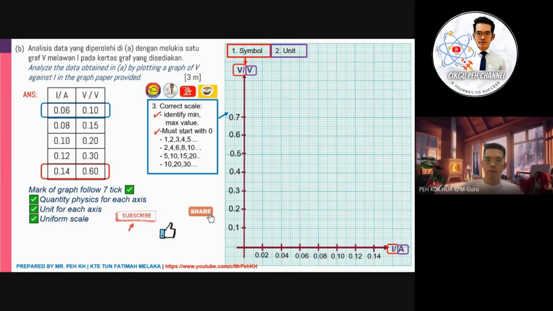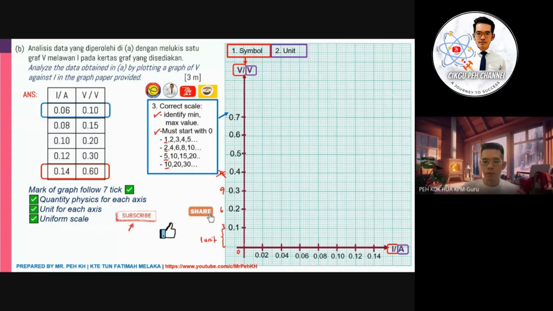The reading here must start with 0. As I mentioned just now, if here you put 0.06, the scale will not be uniform already. Normally the scale will be 10 boxes for 1 unit here. We want the multiples of 1, 2, 5, and 10. We do not want 1 unit started with 3, 6, 9, 12. This type of scale is not considered a uniform scale.